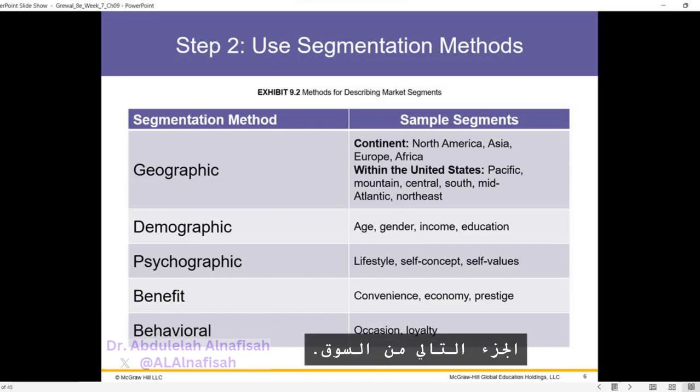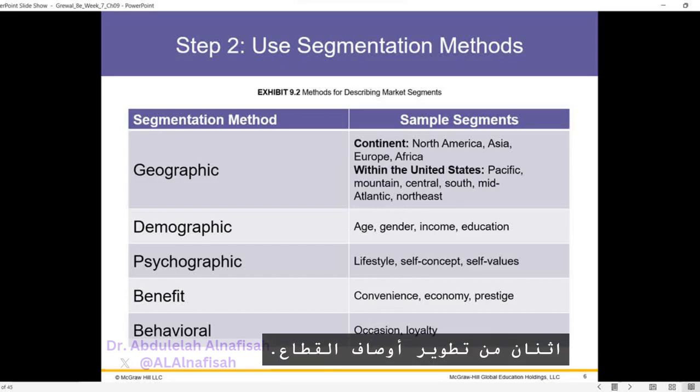1. Segment the market. Companies apply various methods such as demographic, geographic, psychographic, or behavioral segmentation to divide the overall market into meaningful segments. These methods help identify similarities and differences among customers based on relevant criteria. Each segment represents a distinct group with shared characteristics.